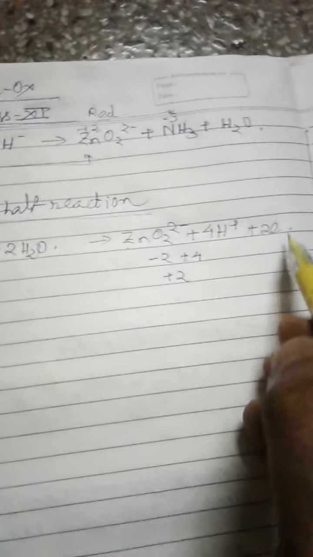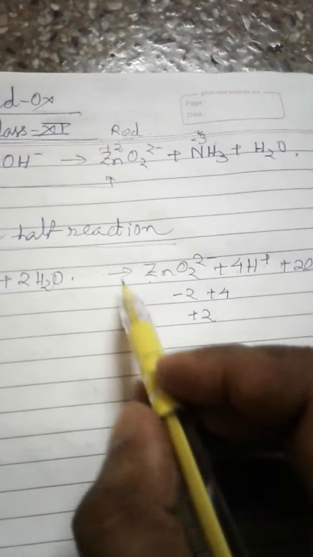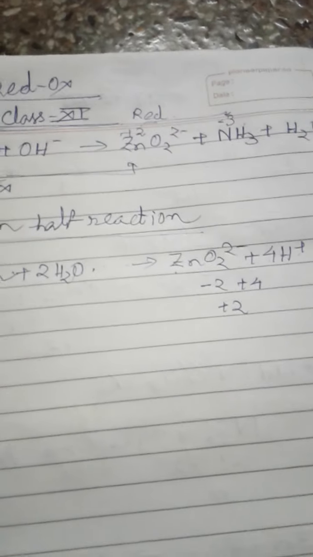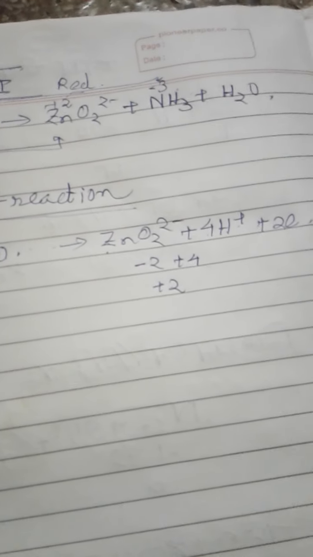And again I remind you: on which side the oxidation number is higher, and how much higher, we must write the electrons on that side, and the number of electrons must be equal to how much higher the oxidation number is than on the other side.